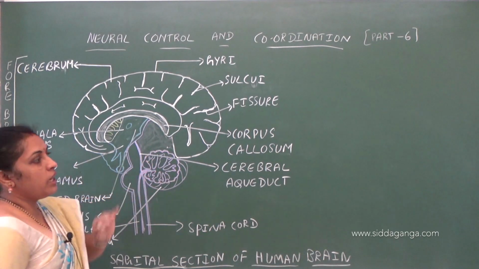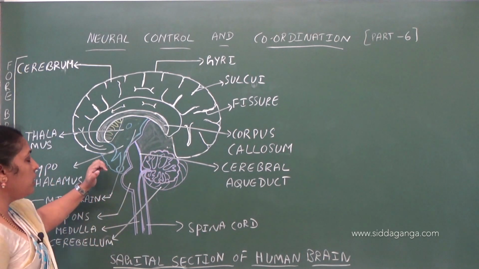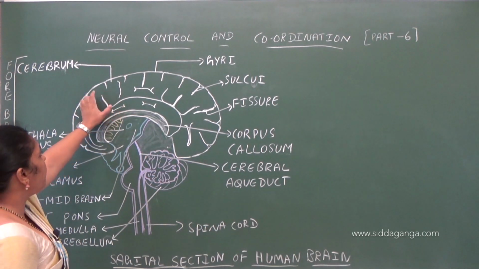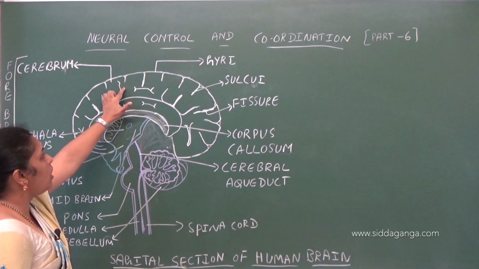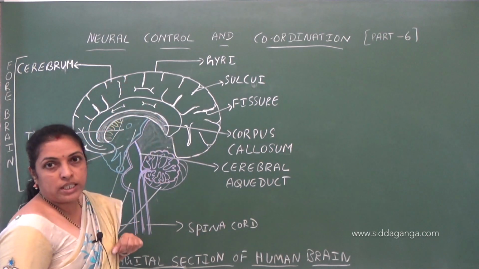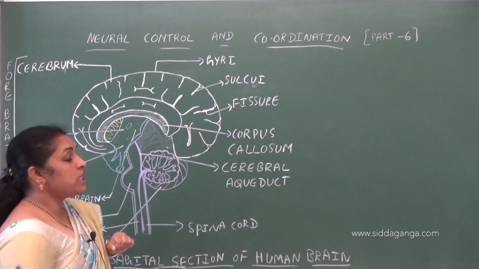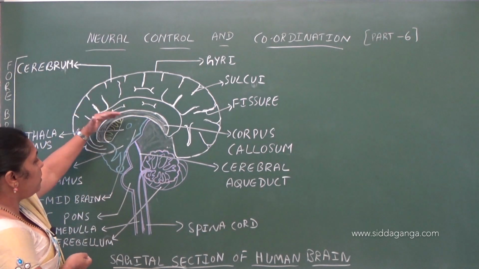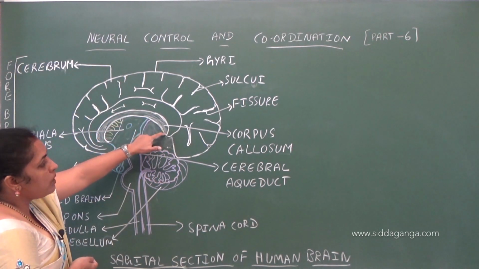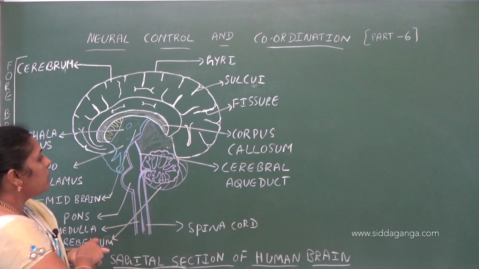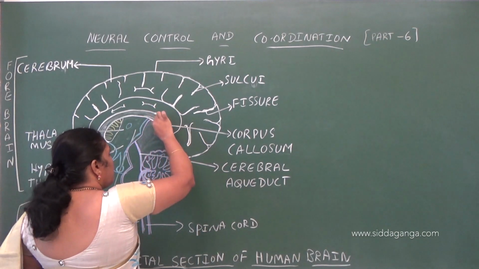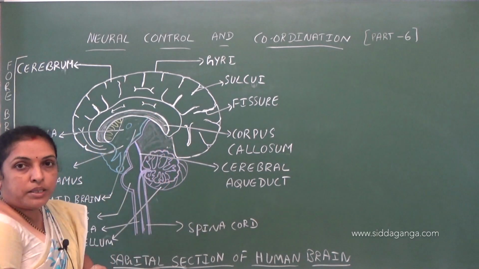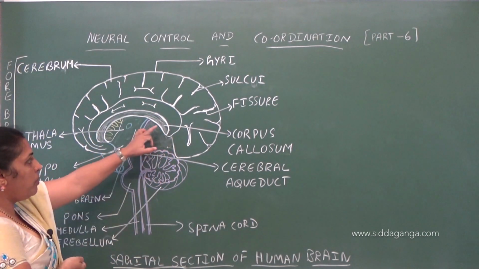This diagram is in your textbook. Once again you see in that. The upper part is the cerebrum, where we see infoldings or convolutions, mainly to increase the surface area. Below the cerebrum, we see the corpus callosum. It is a white structure, which mainly helps to connect the right cerebral hemisphere with the left cerebral hemisphere.